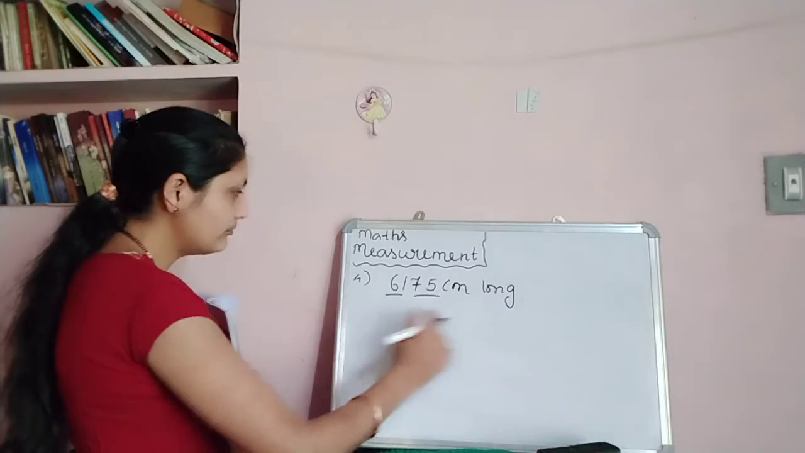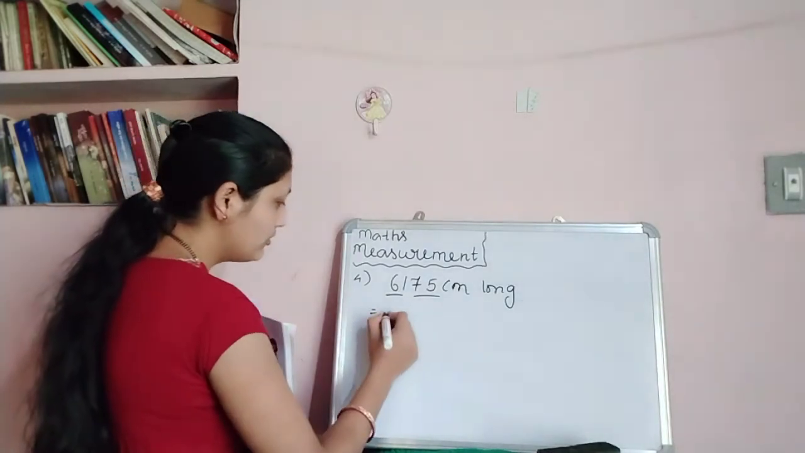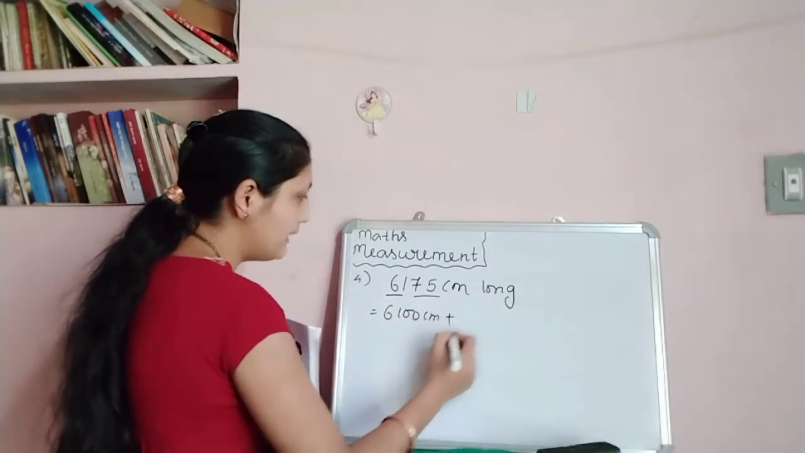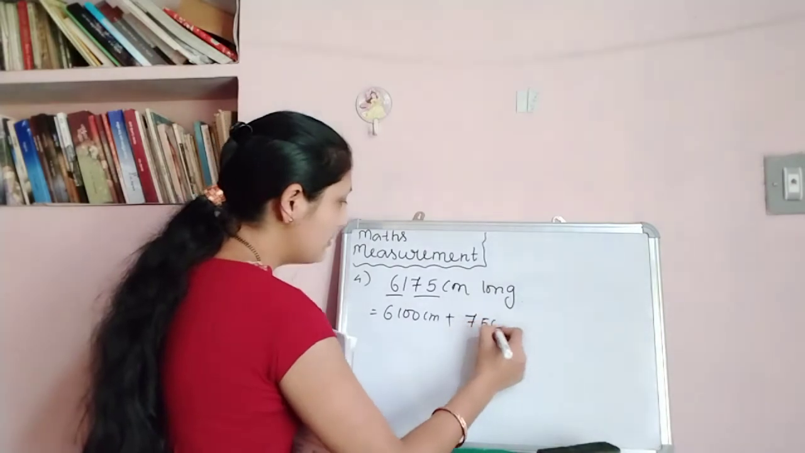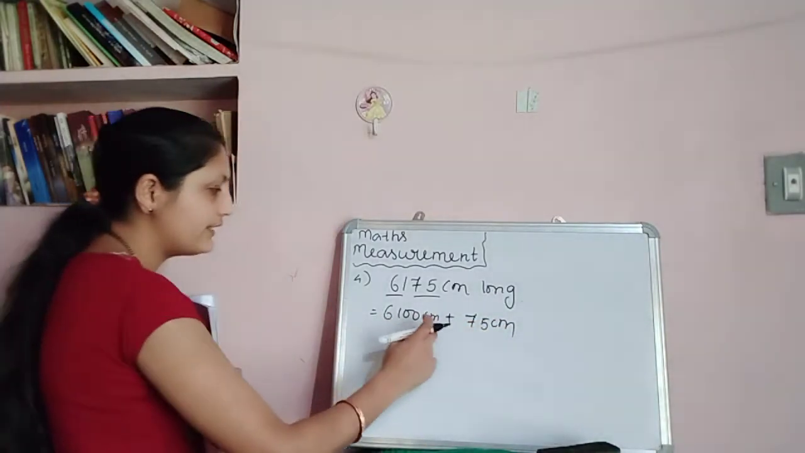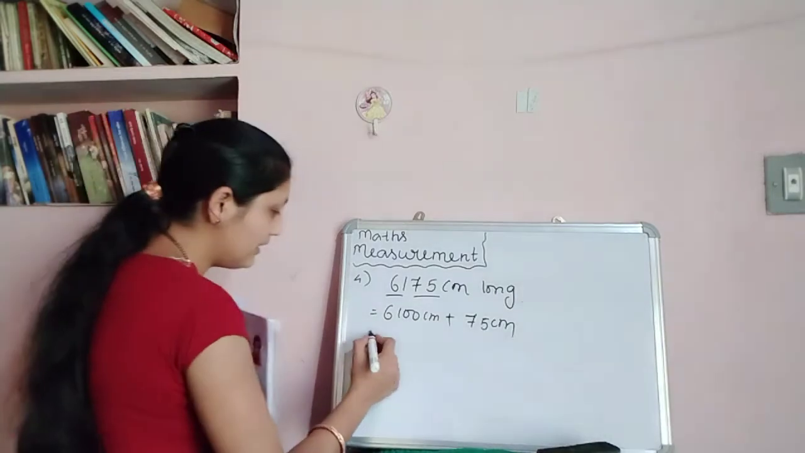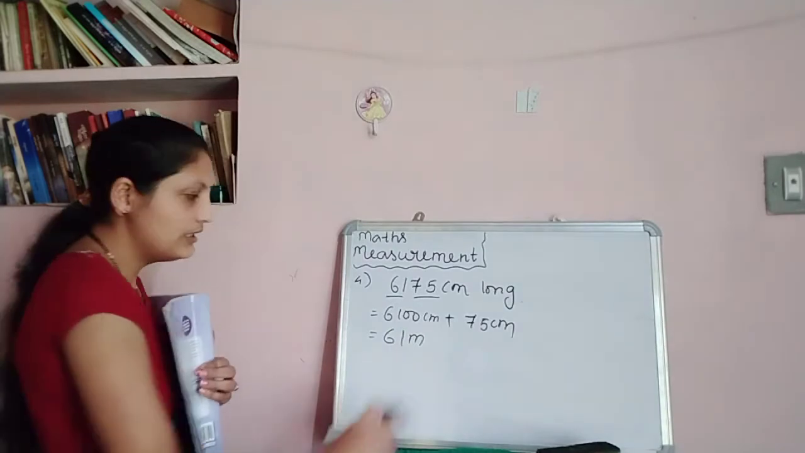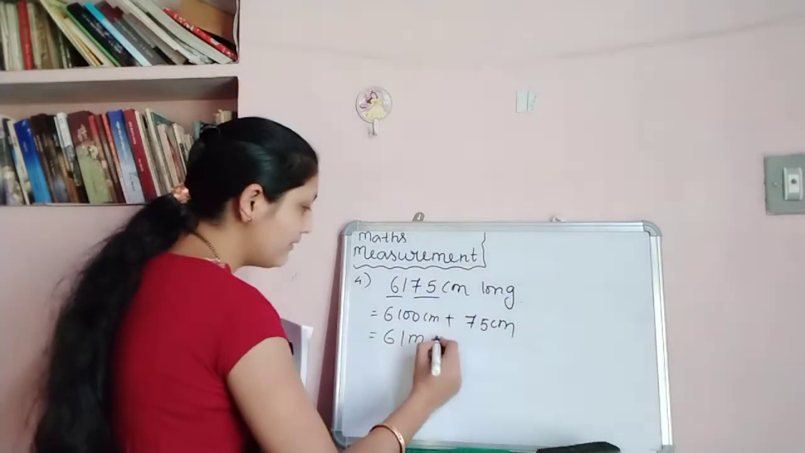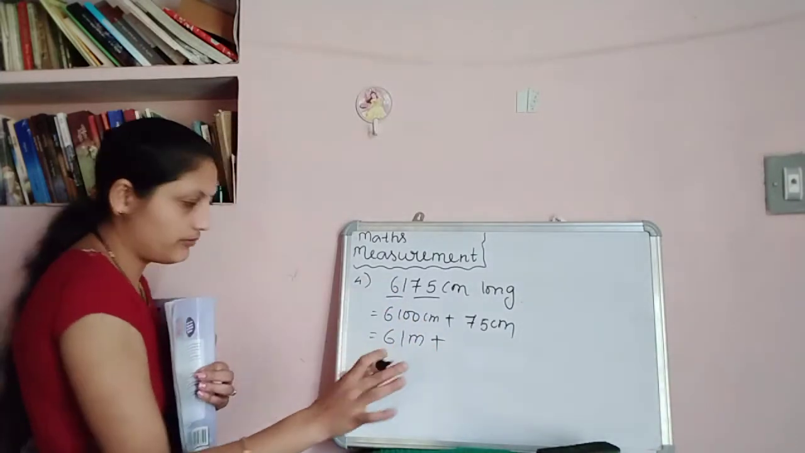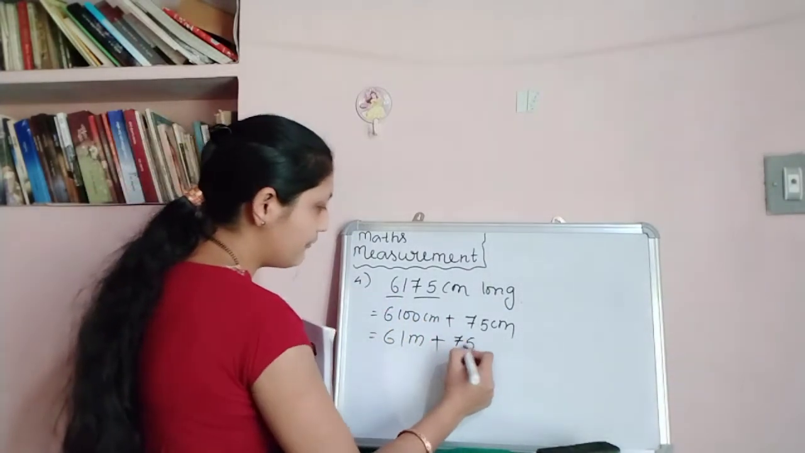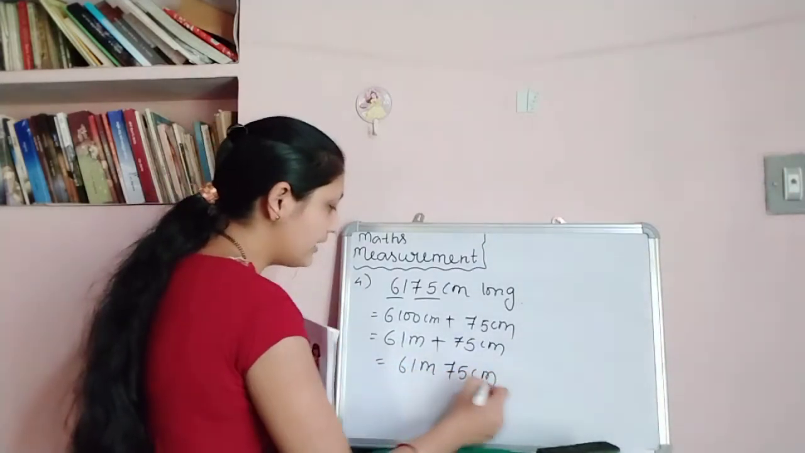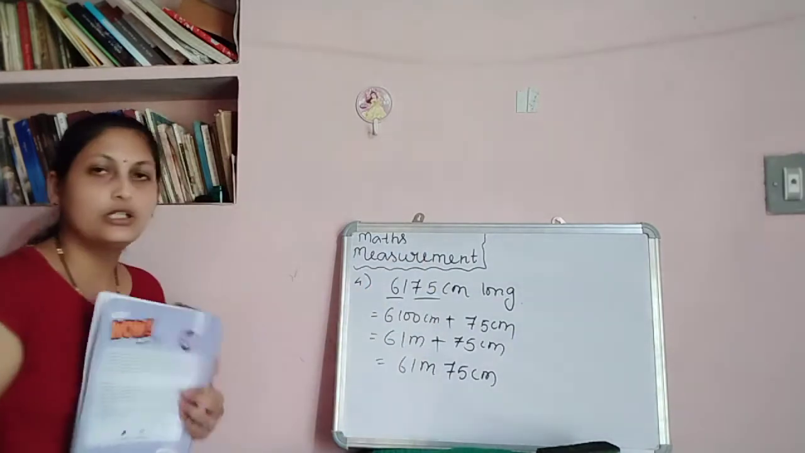So that is equal to 6100 centimeter plus 75 centimeter. 6100 centimeter means 61 meter, you have to remove 2 zeros. So 61 meter plus 75 centimeter, that is equal to 61 meter 75 centimeter. So this is how you have to convert.